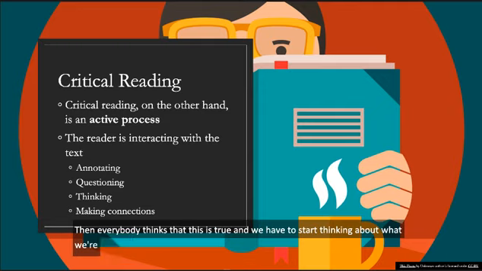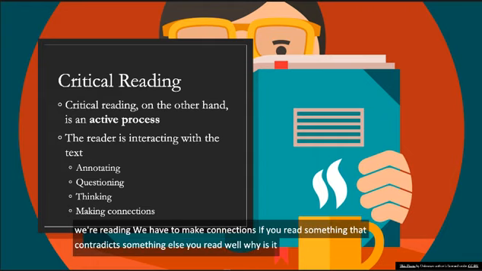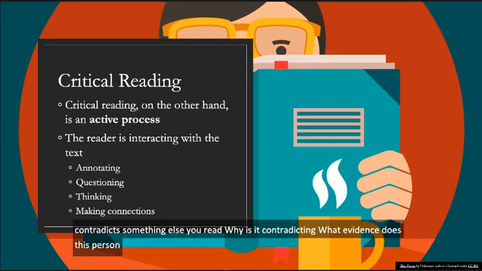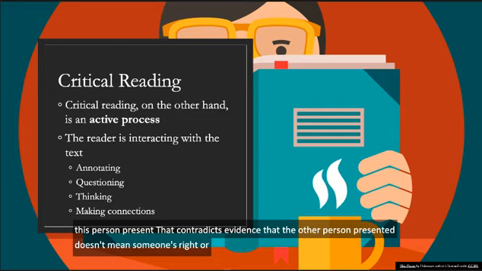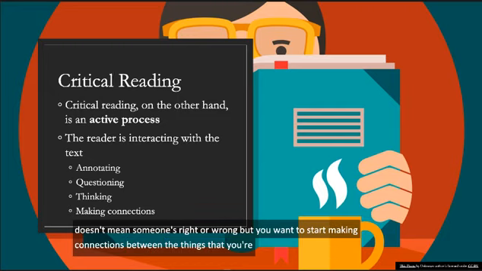We have to start thinking about what we're reading. We have to make connections. If you read something that contradicts something else you read, well, why is it contradicting? What evidence does this person present that contradicts evidence that the other person presented? It doesn't mean someone's right or wrong, but you want to start making connections between the things that you're reading. That's critical reading in a nutshell.